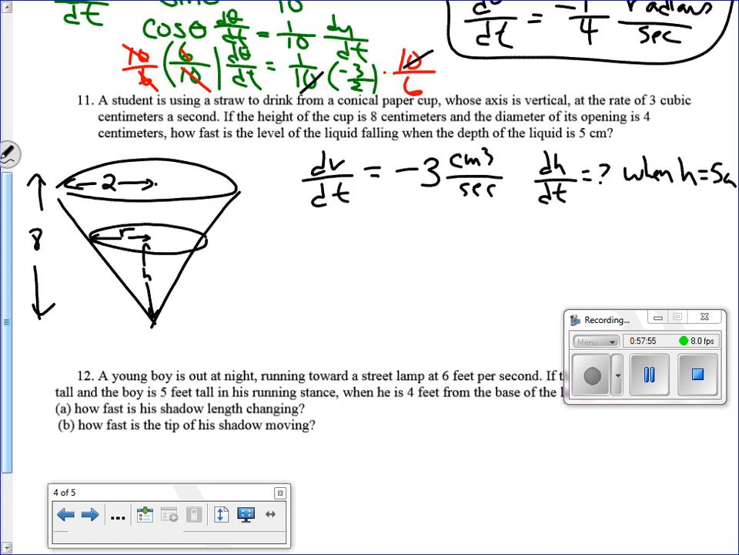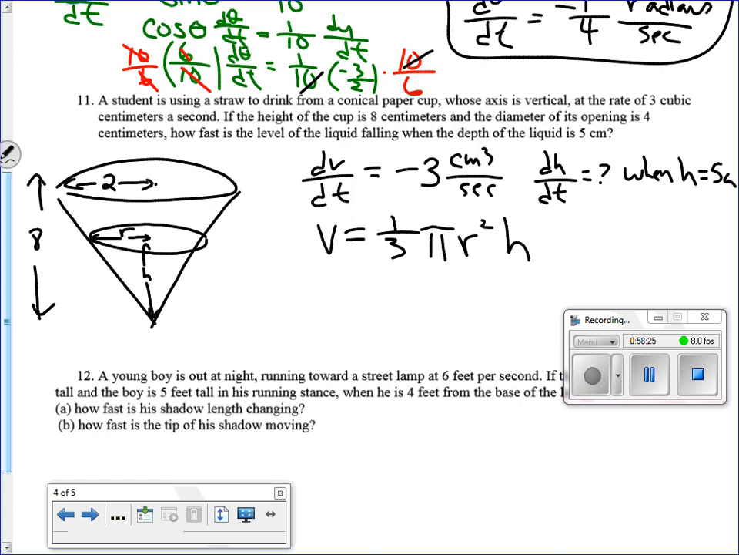So first thing I'm going to do is write the formula for the volume of a cone, because the liquid is in the shape of a cone. The volume of a cone is 1/3 pi r squared h, right? The radius of this liquid is r, and the height is h. Now, you don't want to take the derivative now, because if we want to get dh dt and we only have dV dt, we'd be missing dr dt. We want that r in there.